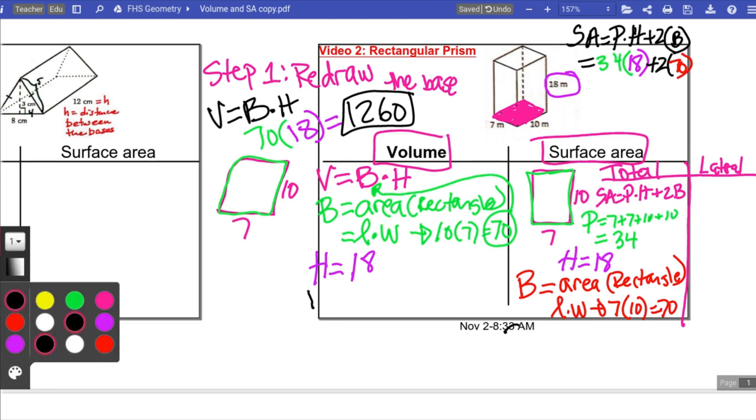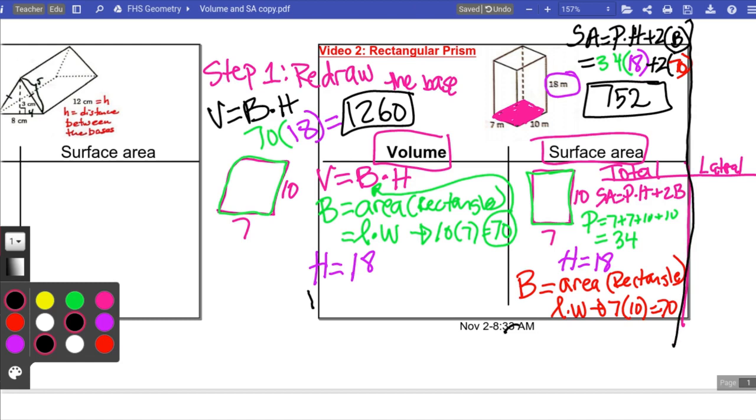So what's the final answer there? Calculator, come on, let's get to work. 34 times 18 equals, and then plus 140, 752 for the total. Now let's do the lateral.